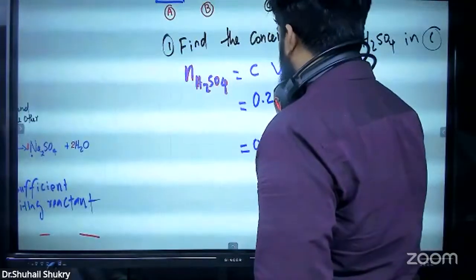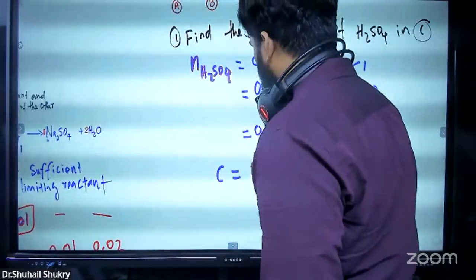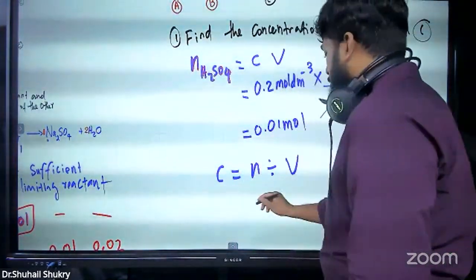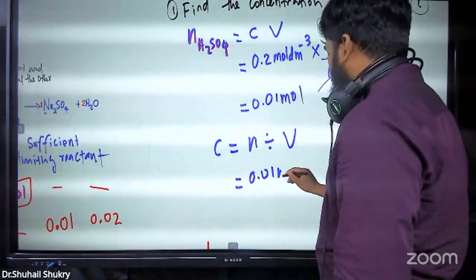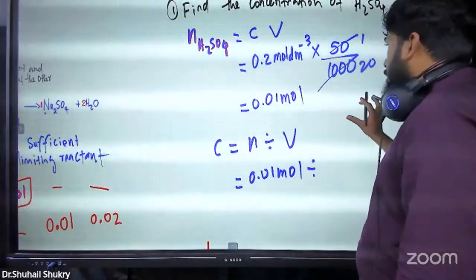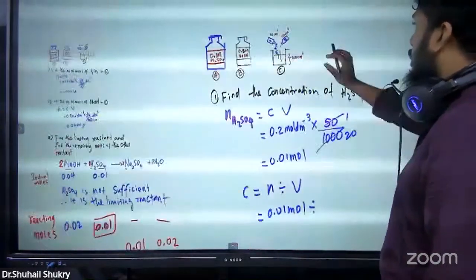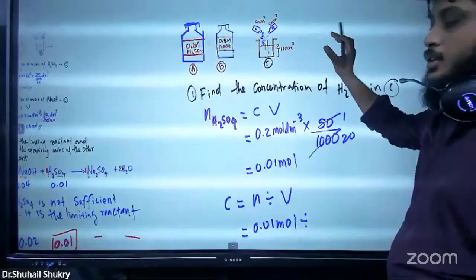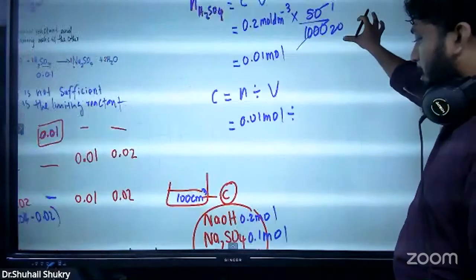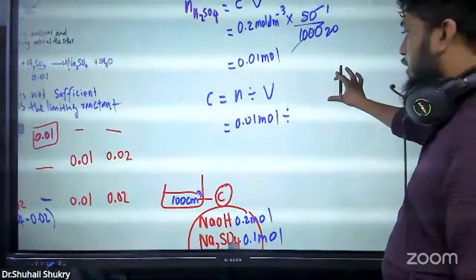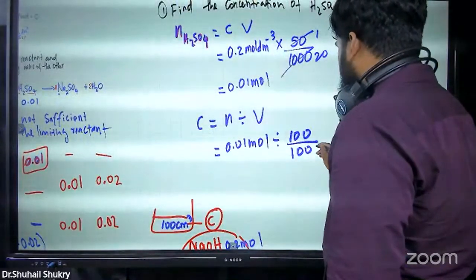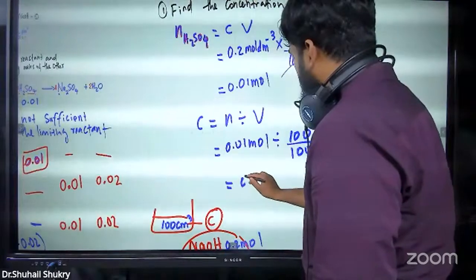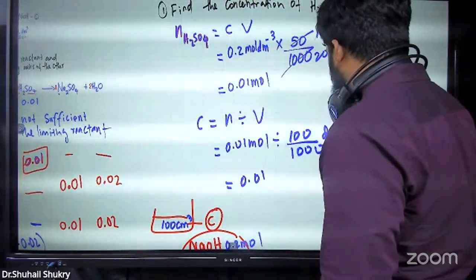I can find the concentration. Now concentration equals N divided by V, the same formula we are putting again and again. N is 0.01 moles, divided by the volume. Now the new volume is 100. New volume is 100, so the concentration of sodium hydroxide here is 0.01 divided by 100 divided by 1000. Then I will get the answer 0.01, this is in decimeters.